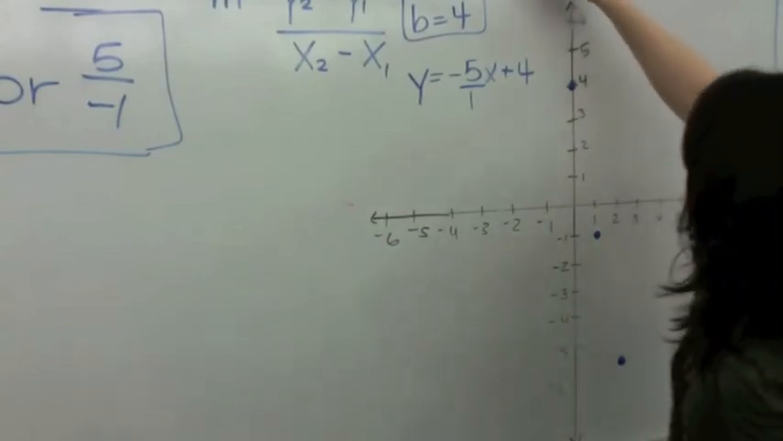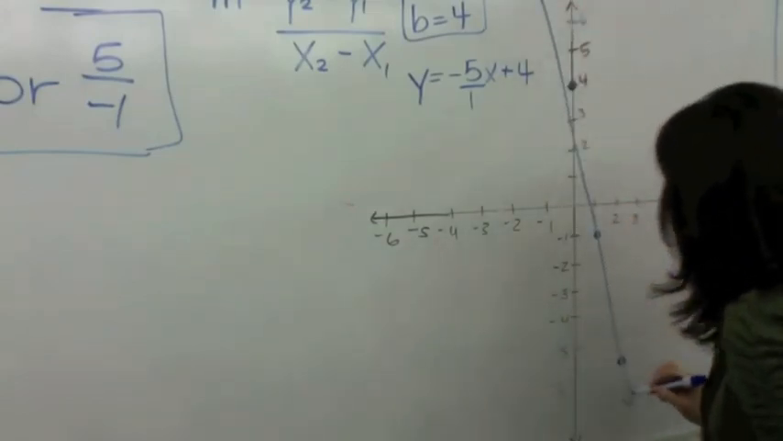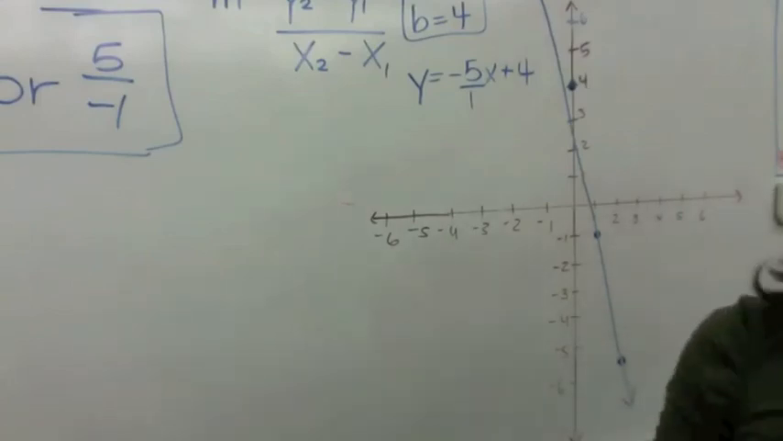Okay, then you connect the points to make a line. And this line is going down because it has a negative slope.